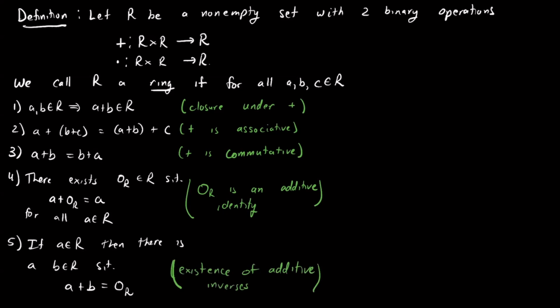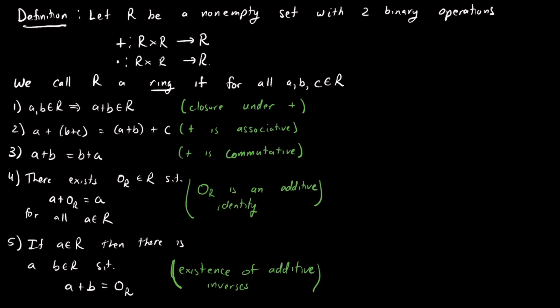Finally, if A is any element of R, then there is a b in R such that a plus b is equal to 0R. We'll call b the additive inverse of a. We'll show that it's unique in the next video. But this is just saying that if I have an element of my ring, there's always something I can add to it that gives me back 0.